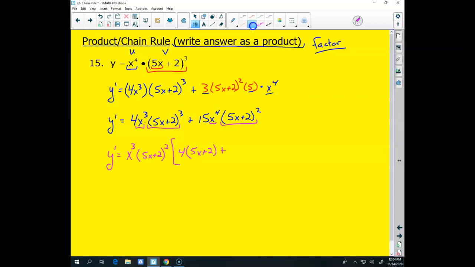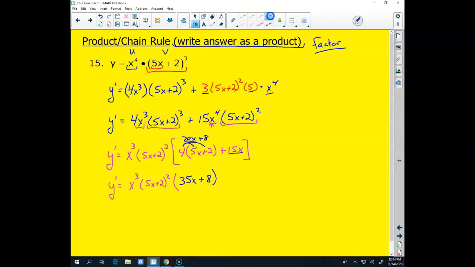And then I have plus inside here. Well, I'm taking my x cubed out of my x to the 4th, so I have a 15x. And when I take a 5x plus 2 squared out of a 5x plus 2 squared, well, they all come out. There's only a 1 left. And check out what happens. So I have y prime equals x cubed times 5x plus 2 quantity squared times, what is this stuff in here? Because this is so small, I'm going to look at that as a 20x plus 8 plus 15x. Well, I got like terms here. That's going to give me 35x plus 8.